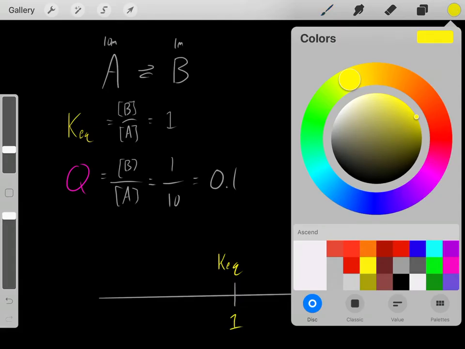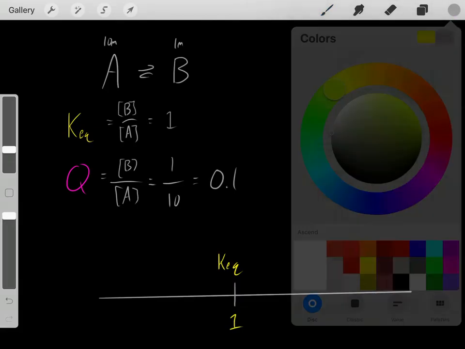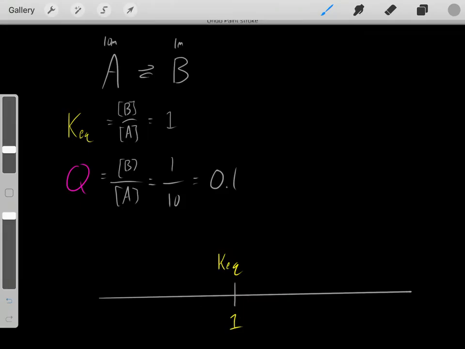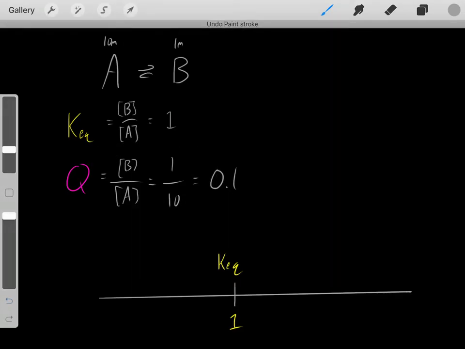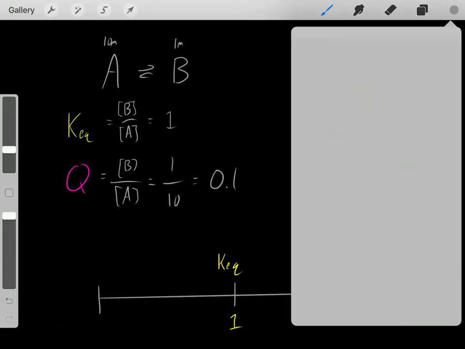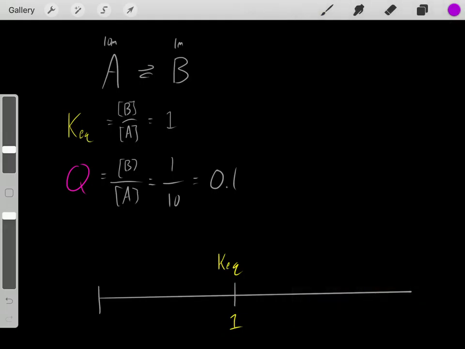Now that you know the equilibrium constant, you plug it in and put it at the center. Now you solve your reaction quotient. We see we have a reaction quotient of 0.1, which is less than 1. If we create a number line, 0.1 is less than 1, so we would put the reaction quotient somewhere down here, at 0.1.